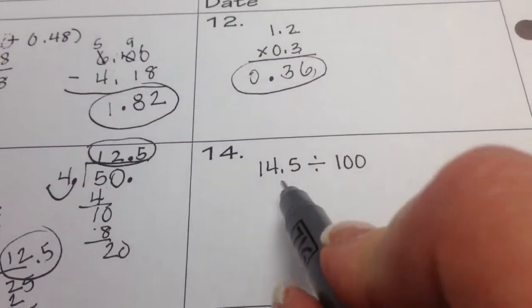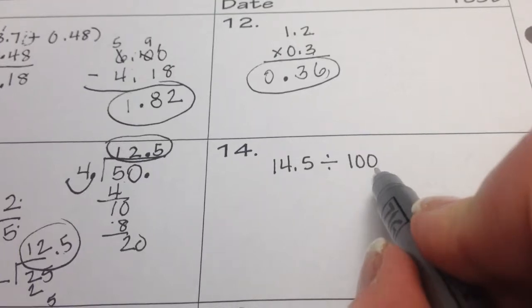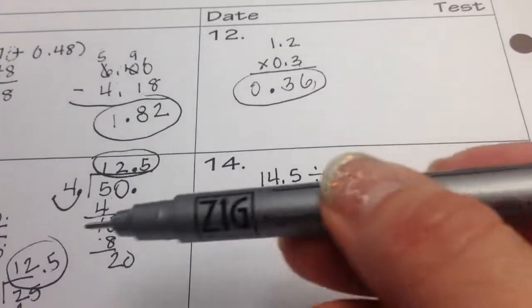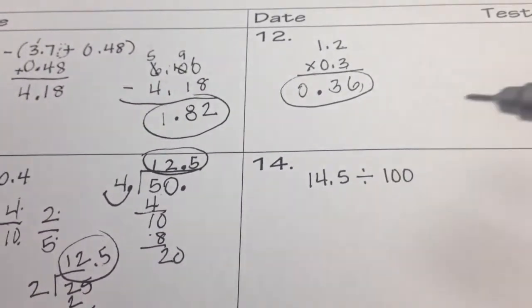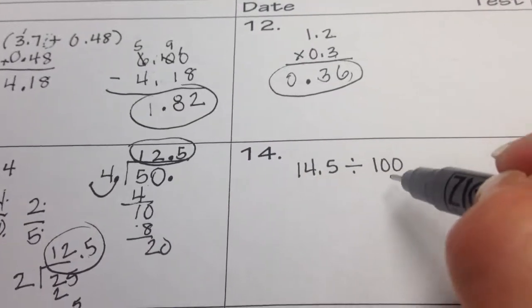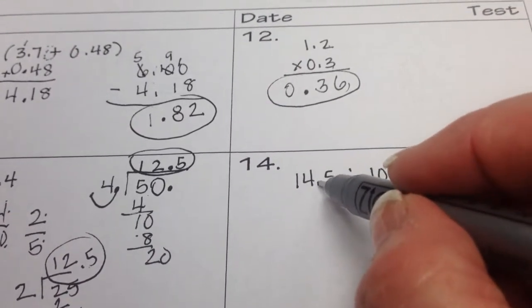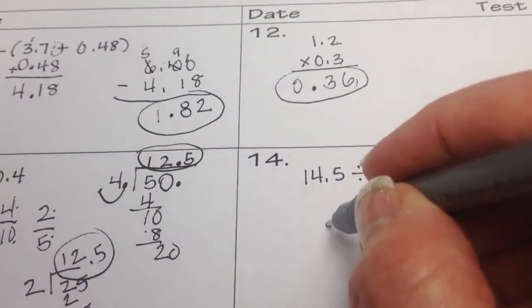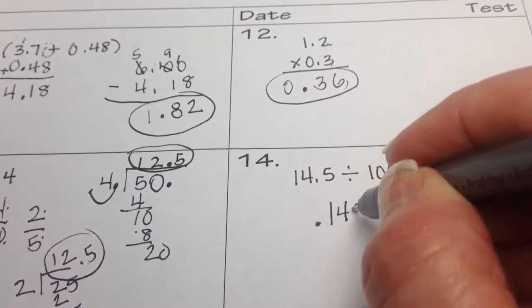All right, 14.5 divided by 100. We want to know how much is left. So our decimal is going to go over to the left. How many places? How many zeros? 1, 2, so it goes over 2 places. Boom, boom. So the answer is 0.145.